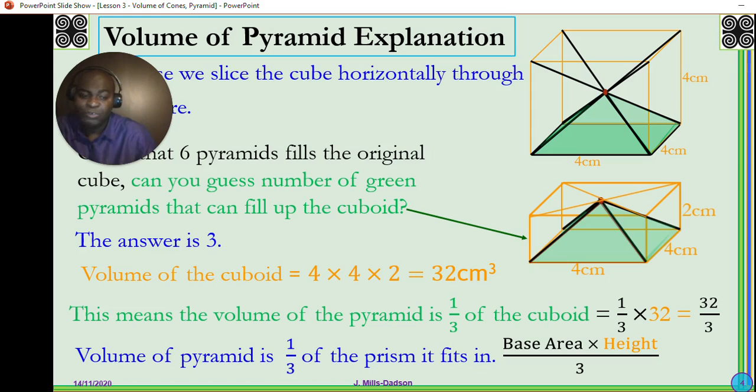That's a little proof. There are complex proofs, but this is the little proof that I can use to explain to you why the formula is base area times height divided by 3 for a pyramid. And we do the same for cones. We imagine it as a cylinder. We work out the cylinder and we divide it by 3.